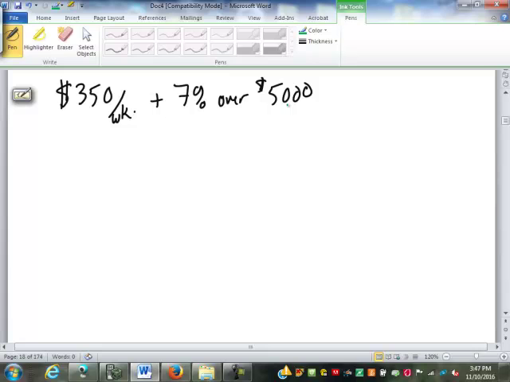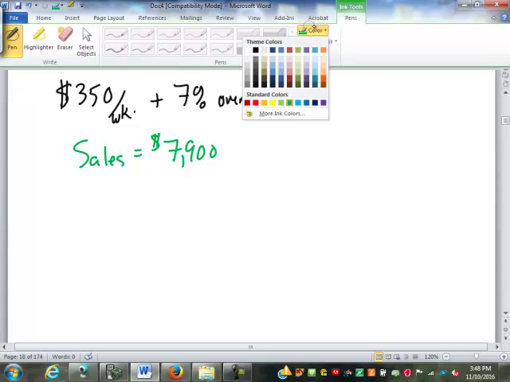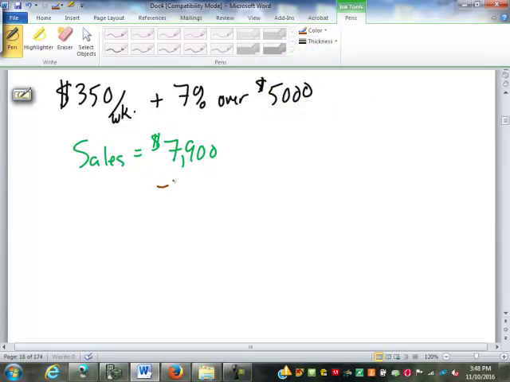What they're saying there is they're going to give you that $350 a week. But for that $350, they're expecting you to make some sales. So they're not going to start your commission at the first dollar of sales. They're going to start your commission once you go over, in this case, $5,000. So let's say you have a week where your sales are $7,900. To calculate your commission, you first have to subtract that $5,000 from the $7,900. You are only going to get commission on $2,900 of those sales.